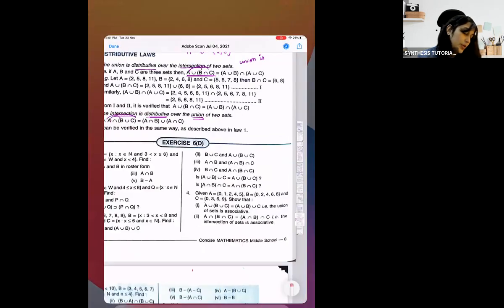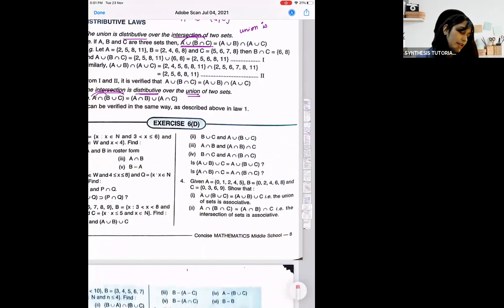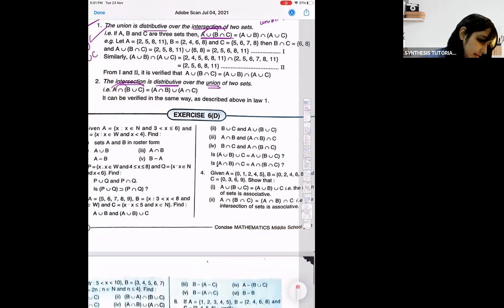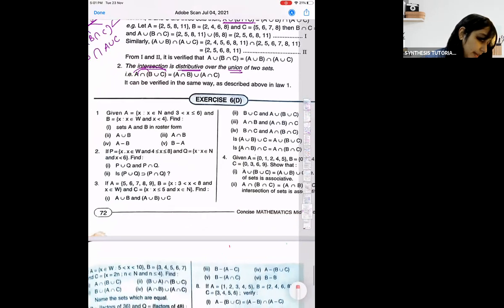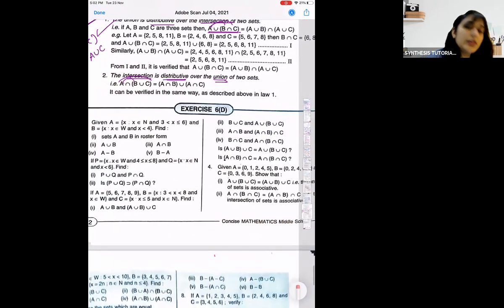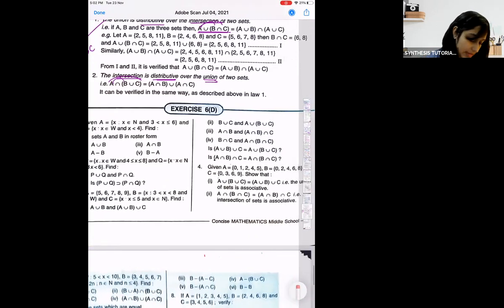Now afterwards they have said that A union B union C equals A union B union C, and these two intersections. मतलब basically, first और second का final answer same है and third and fourth का final answer same है कि नहीं?